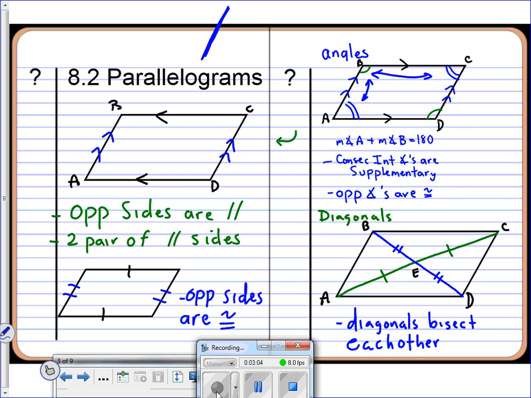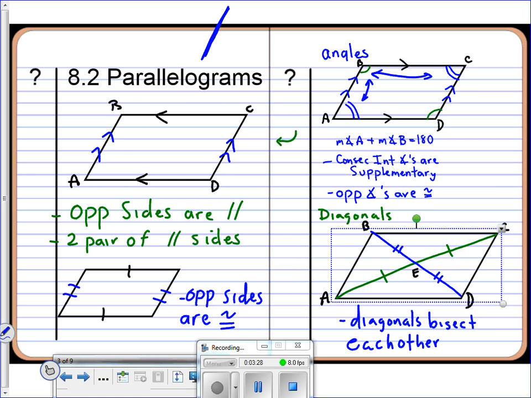The last focus we want to look at is diagonals. The diagonals of a parallelogram are bisectors of each other. The green one is some length and the blue one is some length, and what we find in regular parallelograms is they're not usually the same length. You can tell this one's shorter than the green one. That makes sense because the shape itself is leaning over, making B and D a little closer than A and C.